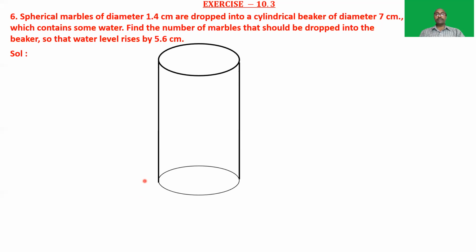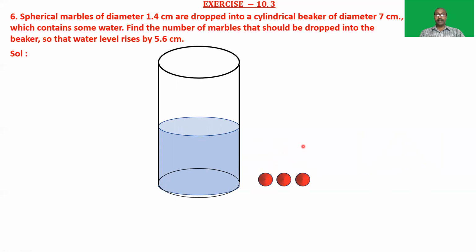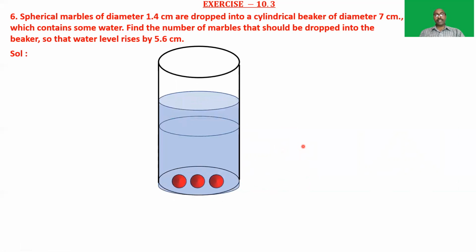Okay. So there is a cylindrical beaker whose diameter is 7 centimeter and it had some water in the cylindrical beaker. Now some spherical marbles. Here I am showing only 3 for example, but there are not exactly 3 there. We don't know the number of marbles here. So some marbles are dropped into the beaker so that water level raises by 5.6 centimeter.